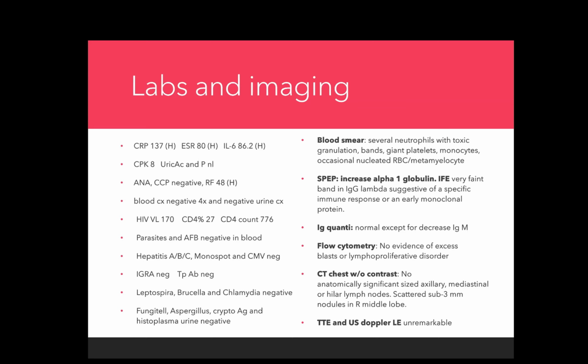The only thing that was out of the normal limits was the alpha-1 globulin. And if you look at the causes of this increased alpha-1 globulin, it is inflammatory states. The immunoglobulin quantitative was just decreased for IgM. Your flow cytometry in the blood, no blasts and no lymphoproliferative disorders. And we did a CT chest without contrast. It didn't show much lymphadenopathy. Everything was pretty much normal. We did a TTE and everything was unremarkable.